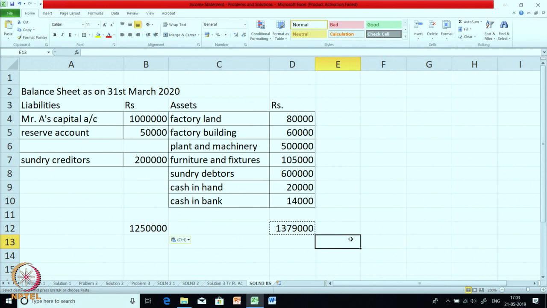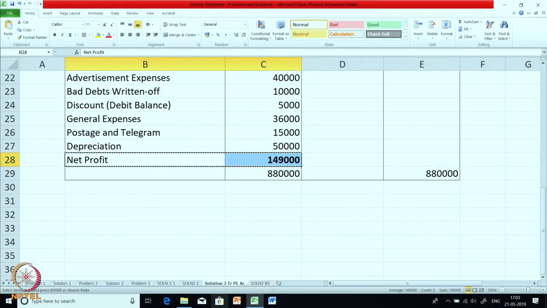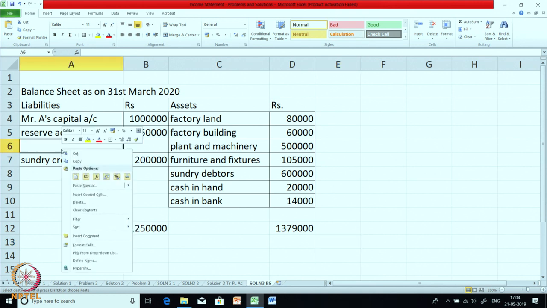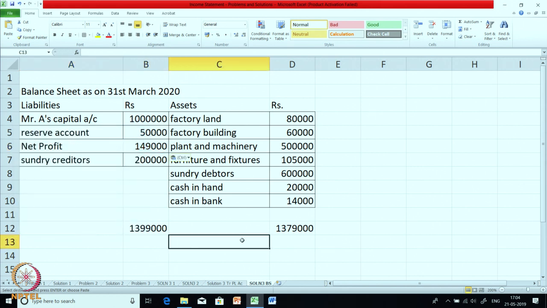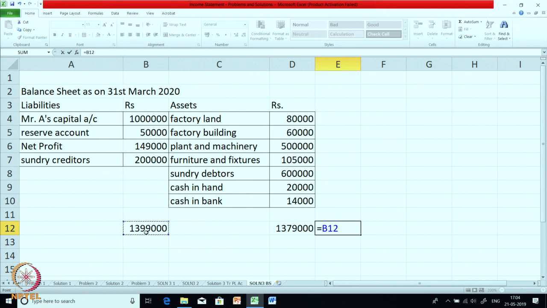Which item is missing? You have to go back to trial balance and find out whether an item is missing, and also check whether you have carried profit from profit and loss account, because it must be added in the balance sheet. So, we have not yet added profit. So, this net profit, let us add. Now, is it matching? Still there is a difference. We need to find out which item has been wrongly added. So, there is a difference of 20,000.